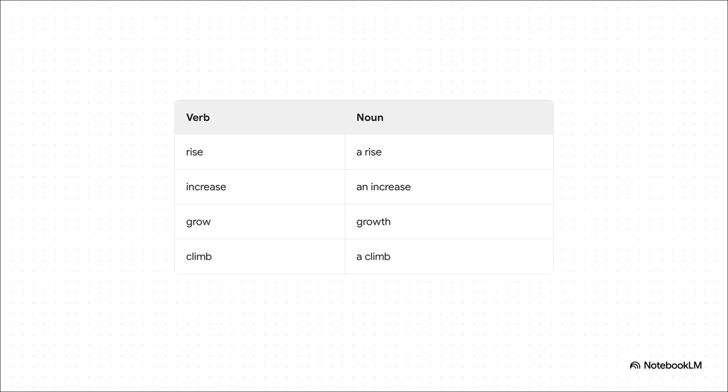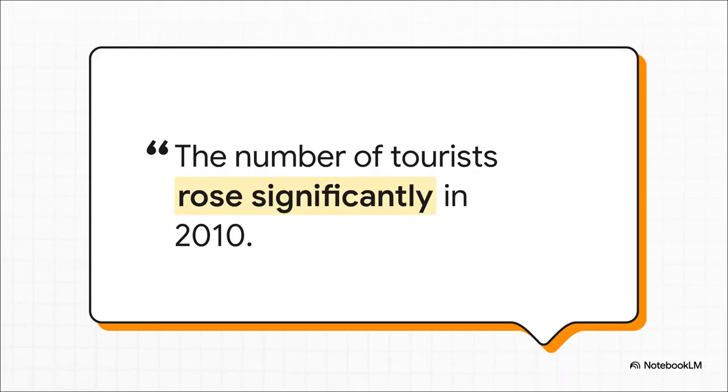Instead of just saying it went up, let's really upgrade your vocabulary. We've got words like rise, increase, grow, or climb. Each one just paints a slightly different, more professional picture. So here's how that looks in a real sentence. The number of tourists rose significantly. See? Can you feel the difference? It sounds so much more descriptive and confident than just, it went up.